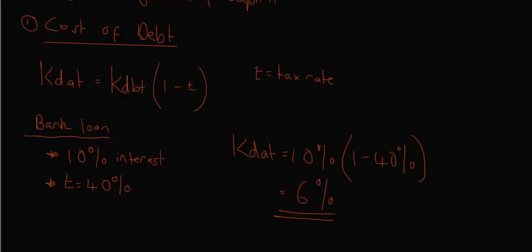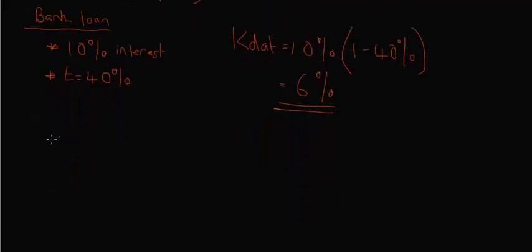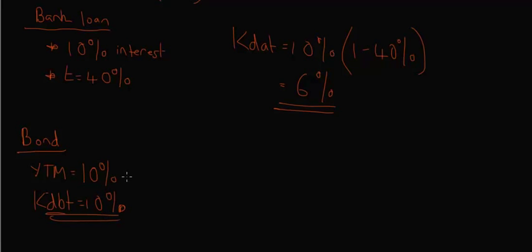Now let's move to a second example of debt. First we have a bank loan, then we'll have a bond. So on a bond, the bond's yield to maturity is what is taken as the cost of debt before tax. So if you had to calculate from other factors such as PV, FV, I, N, M, all that good stuff, and you came out to a yield to maturity of 10%, that would be your cost of debt before tax, and then you just proceed as you did over here using the same steps.